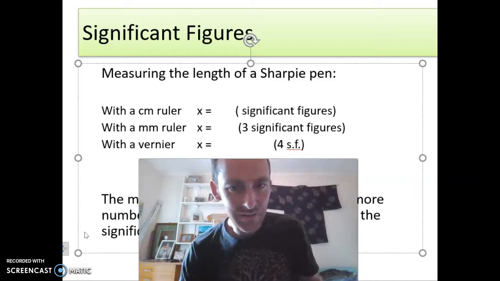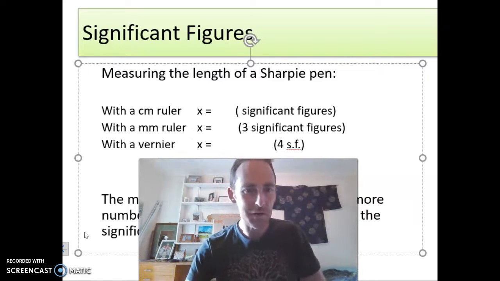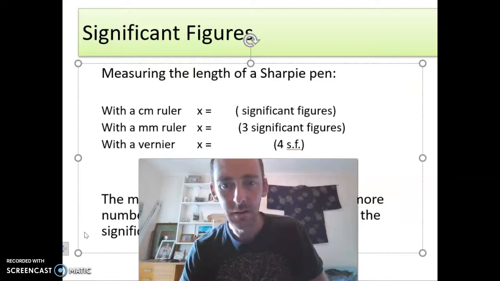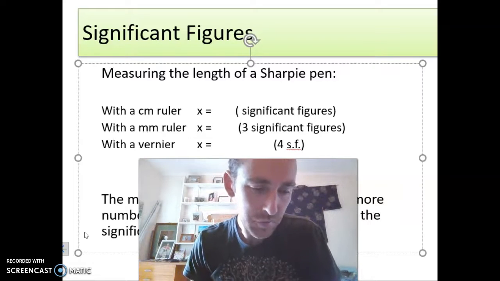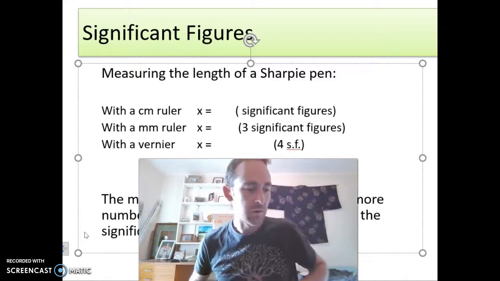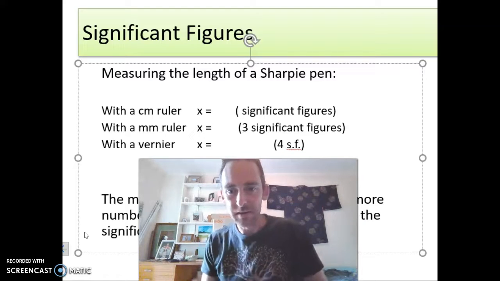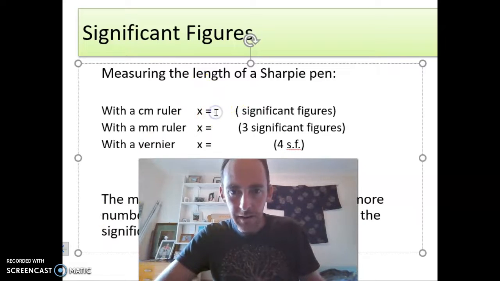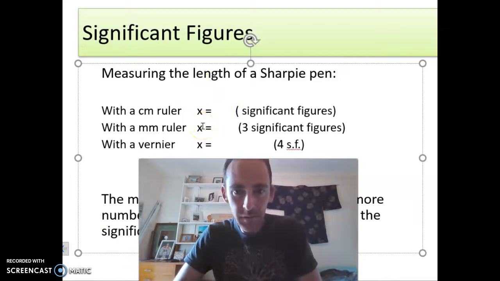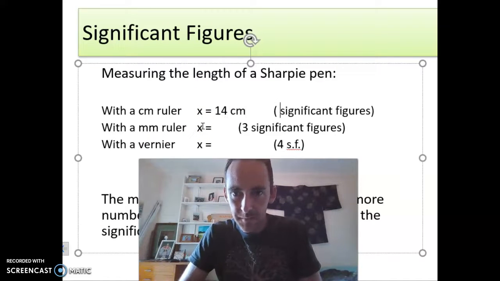I can't say it's 13.9. I can't say it's 13.8 because I don't actually know if it's 13.7 or 13.8. So all I can write is that it's 14 centimeters. So with the centimeter ruler, right, 14 centimeters is the length.